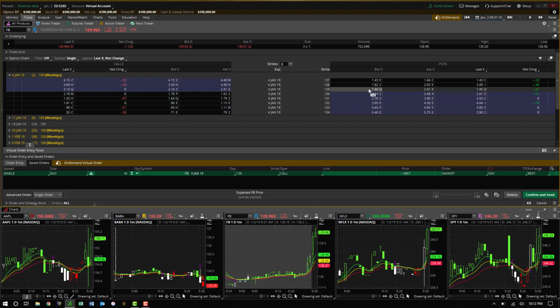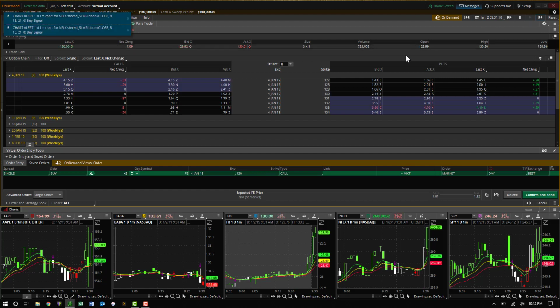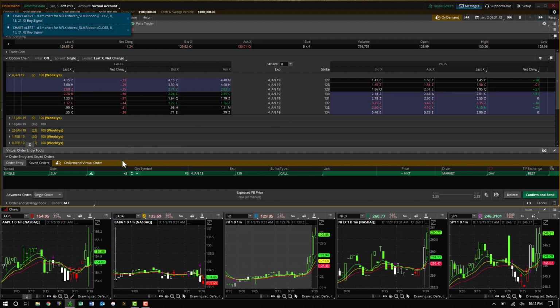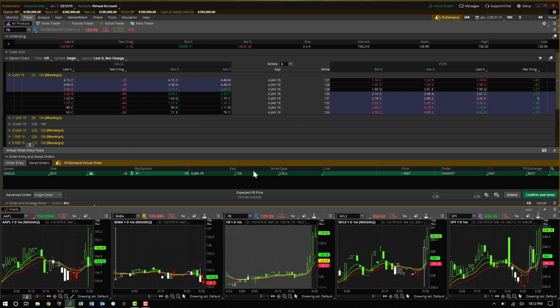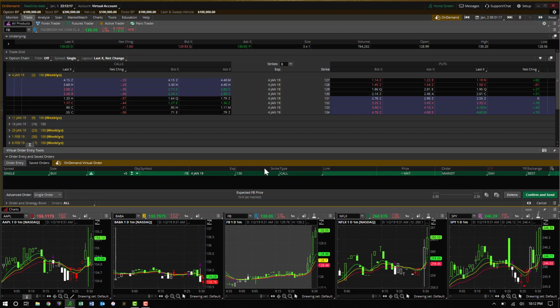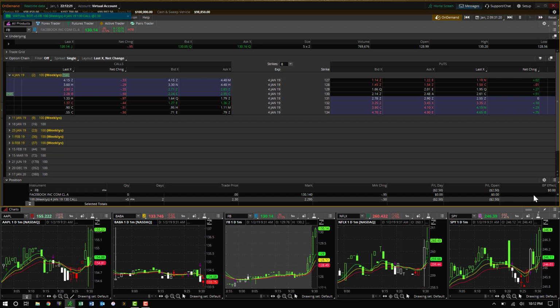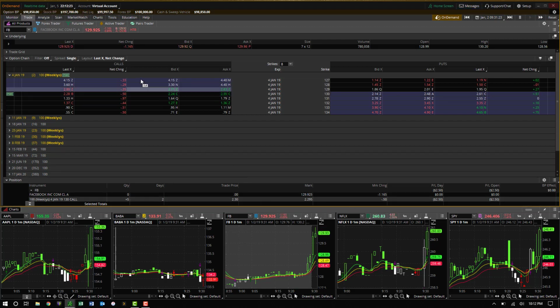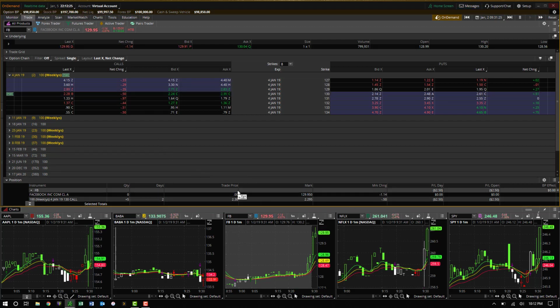So let's go ahead and start the clock and walk through this trade. Alright, so I'm going to be getting 5 contracts, the 130 strike, filled for 230.